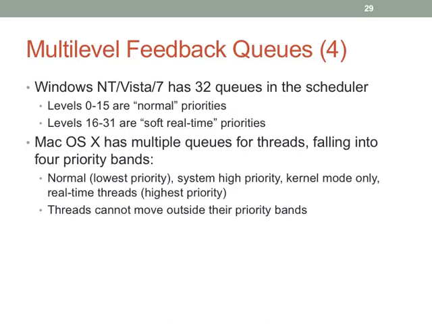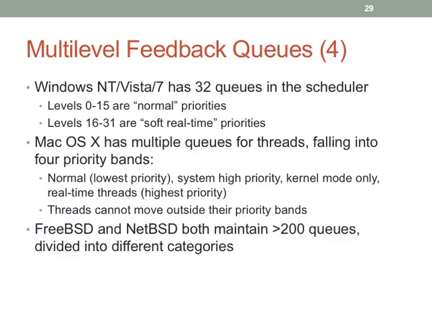OS X also has various queues for processes, but they're again grouped into bands. You have normal, which would be like your applications, Emacs or Excel or your Chrome browser or whatever. System, kernel mode only, and real-time threads. So it's funny that iTunes comes in higher than kernel mode, which is pretty funny to me. Okay, and threads cannot move outside their bands.